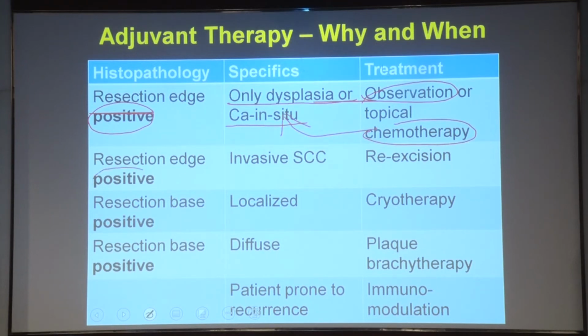If the resection edge is positive with invasive squamous cell carcinoma, medico-legally you are bound to re-excise it. Otherwise, you cannot rely on topical therapy for an invasive squamous cell carcinoma. We know that already. If the resection base is positive and if the pathologist can localize the particular clock hours of the base, then cryotherapy is a possibility. But if the resection base is diffusely positive, then you have to resort to plaque brachytherapy.